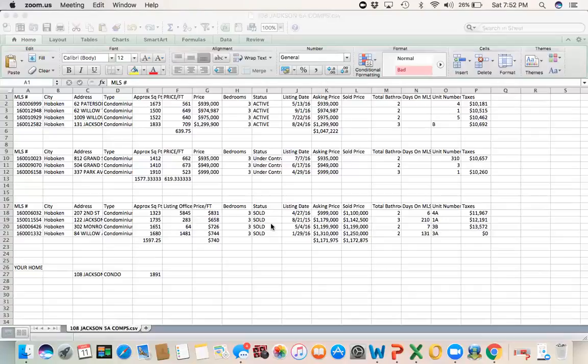It was on the MLS for 5 days, and it was the highest price that it sold. And a lot of the ones that were active ended up dropping their price, and this one also dropped its price and did the pricing strategies in accordance with what I had done.